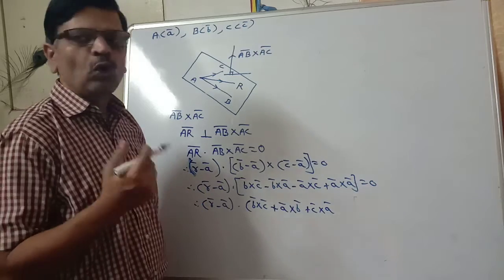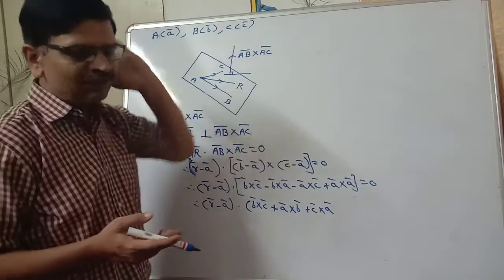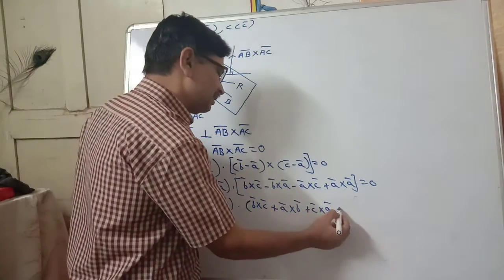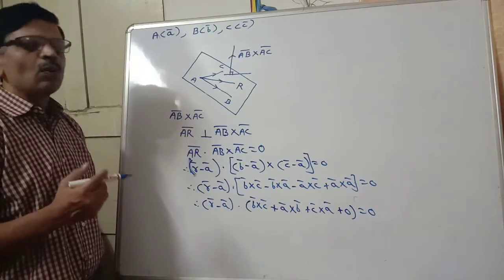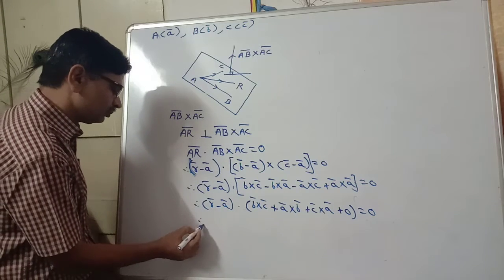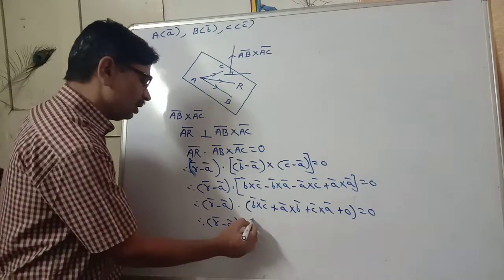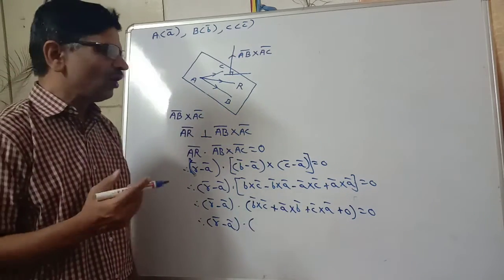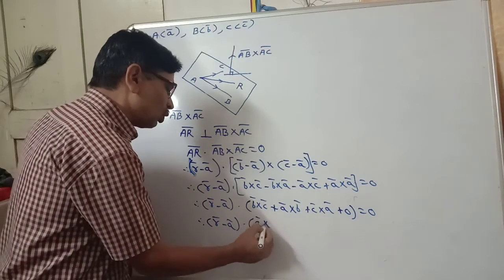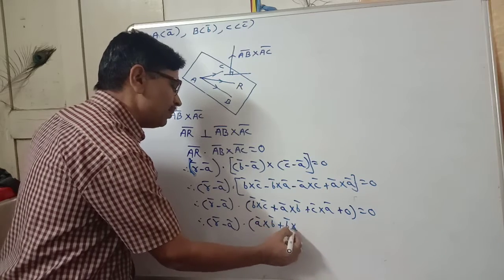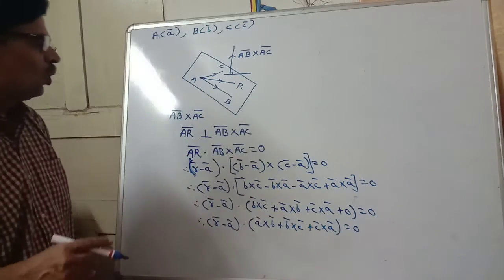Cross product of collinear vectors 0. Cross product of vector with itself 0. So A bar cross A bar 0 equal to 0. So we have used properties of cross product. R bar minus A bar dot. Rearrange the terms. In addition of vectors, order not important. A bar cross B bar plus B bar cross C bar plus C bar cross A bar is equal to 0.